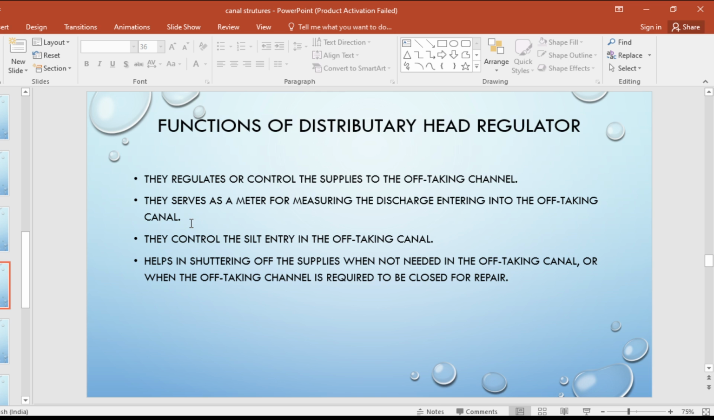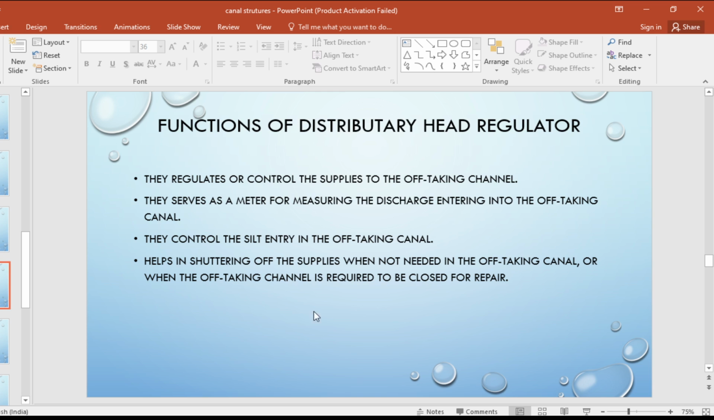Okay, now third function is they control the silt entry in the off-taking canal. Okay, as I have explained, the head regulator is a silt selective structure, so they control the silt entry in the off-taking canal. The silt which is transmitted from parent canal can be controlled by the head regulator. Their entry to the off-taking canal can be controlled by using head regulators.